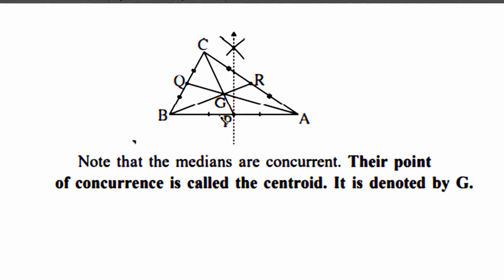Here, observe the figure. In triangle ABC, there are three medians. These are concurrent. Their point of concurrence is called centroid and it is denoted by letter G.